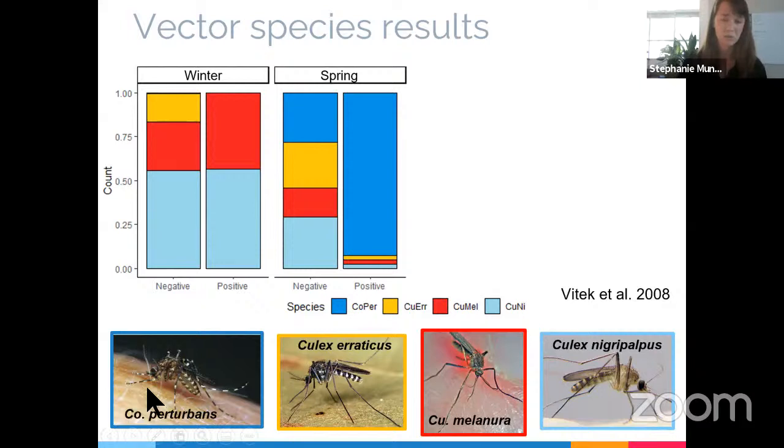However, this is cause for concern because this is another one of those bridge vectors that will happily bite a bird and then bite a human. So it can be a potential bridge vector scenario.